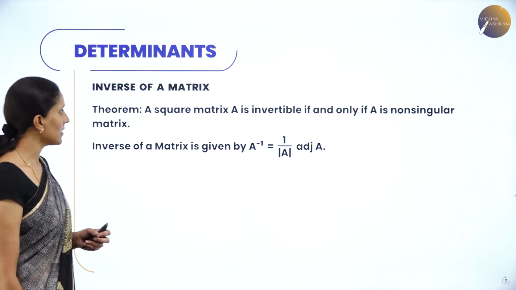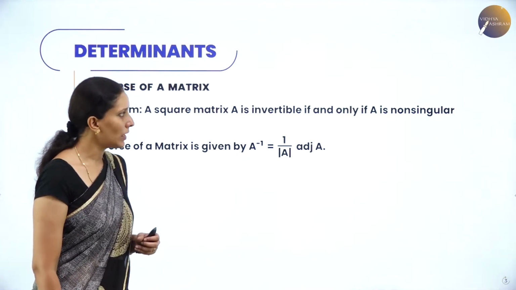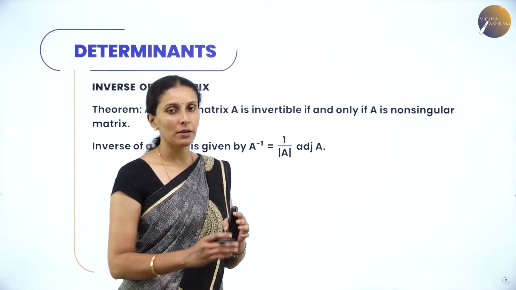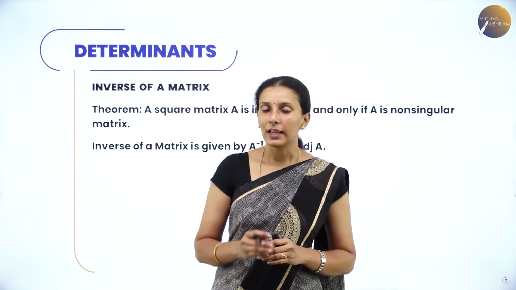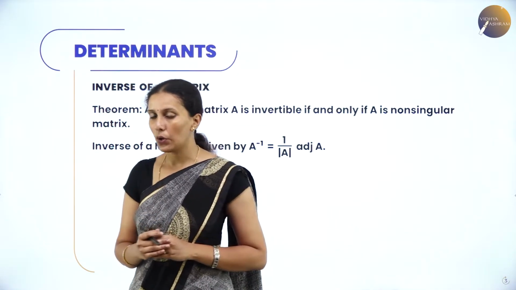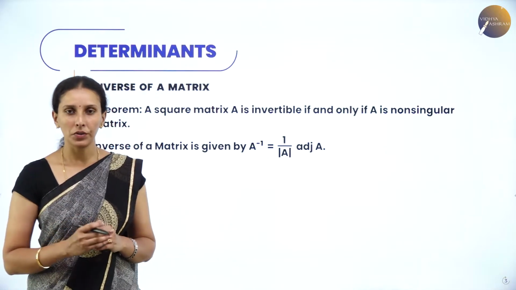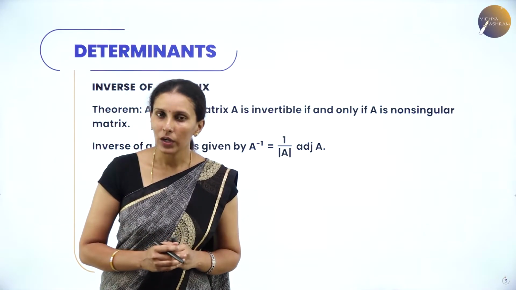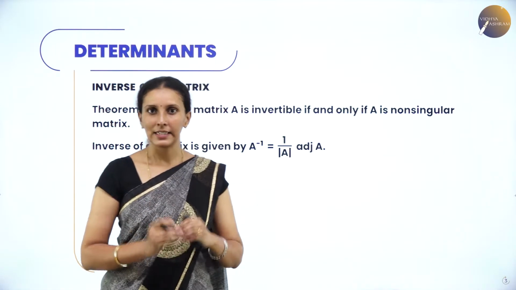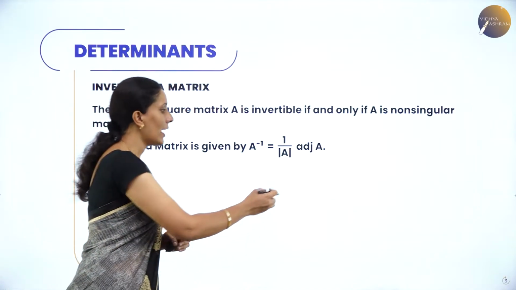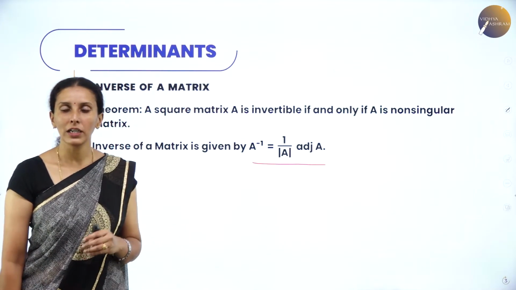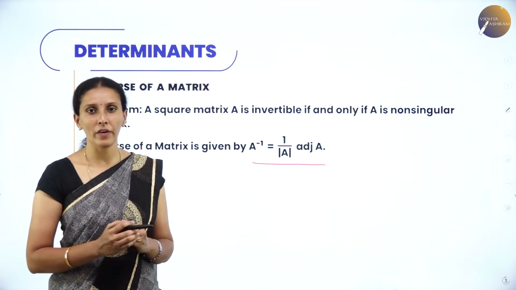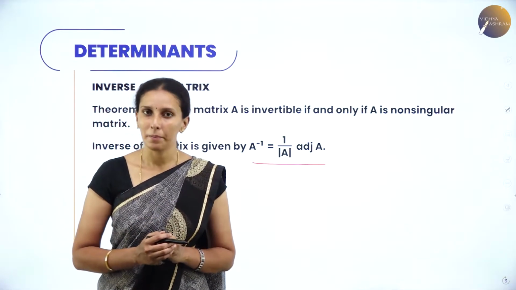Here is a theorem that says a square matrix A is invertible if and only if A is a non-singular matrix. In last session we have learnt about singular and non-singular matrices. That is, if the value of the determinant is 0, it is singular. If it is not equal to 0, it is non-singular. If a square matrix is non-singular, then only the inverse of a matrix exists, and it is given by the formula A inverse is equal to 1 over determinant A into adjoint A, and we already learned how to find out the adjoint of a given matrices.